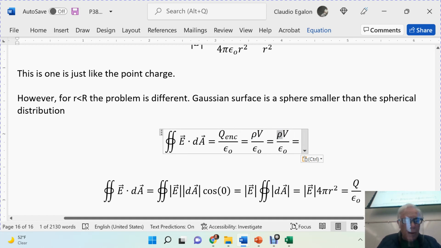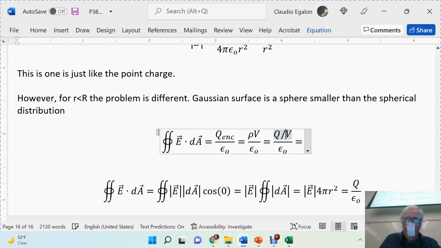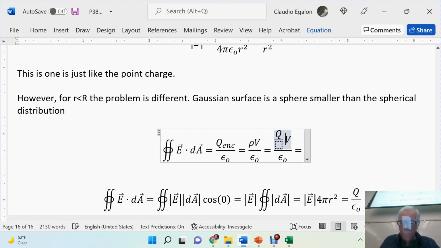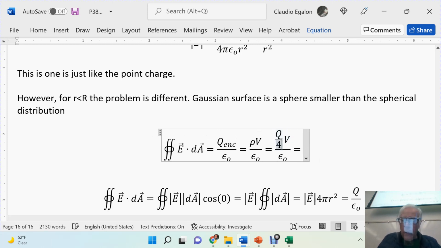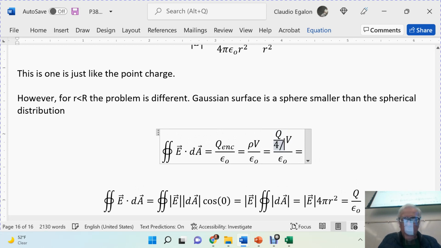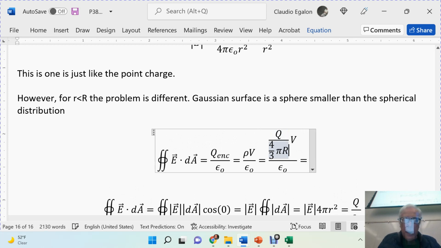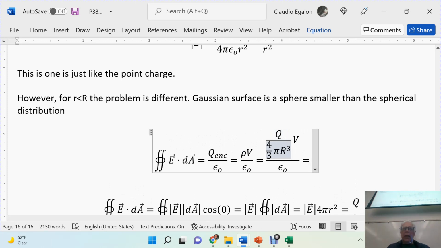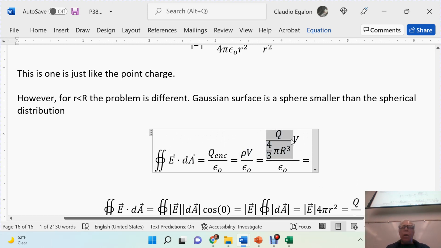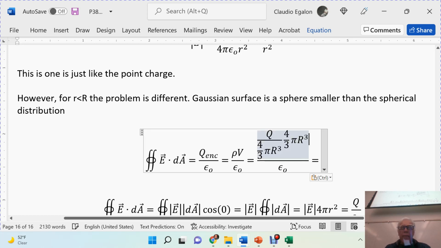This rho is going to be big Q divided by the whole volume of the sphere, 4/3 pi R cubed. Make sense? That's what the volumetric charge density is all about. Now, this volume that you see here is going to be less than this other volume. Instead of big R, it is going to be lowercase r.